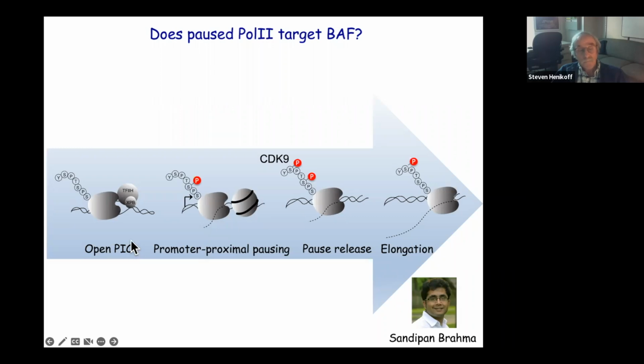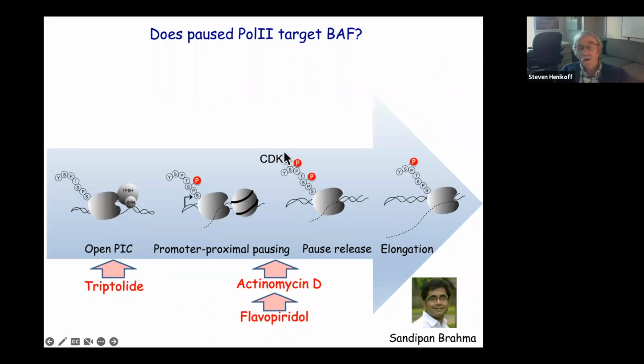And to do this, he used inhibitors. One inhibitor, triptolide, inhibits the opening of the pre-initiation complex by RNA pol2. This is a helicase that it inhibits, so the DNA can't denature to push the denaturation bubble forward. Or actinomycin D, it acts as a roadblock. It intercalates in the DNA and it prevents pause release just physically, but we can also inhibit with flavopiridol.